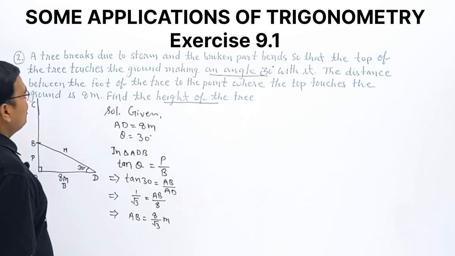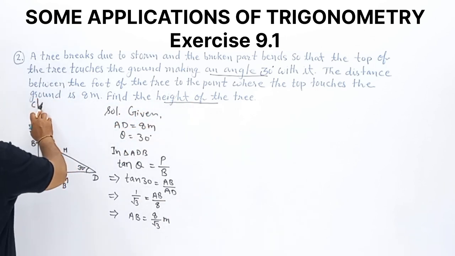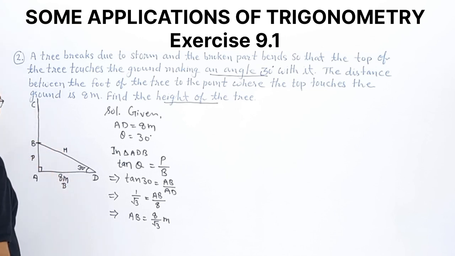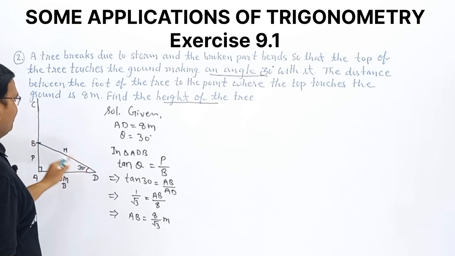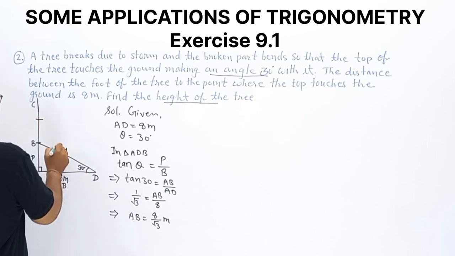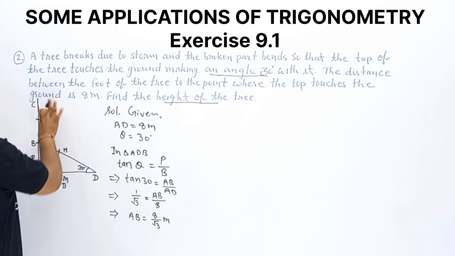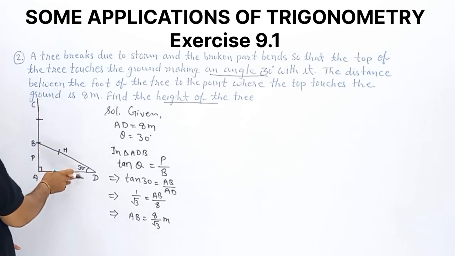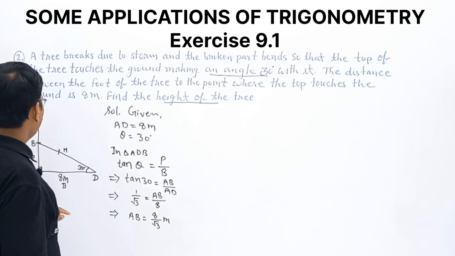Now, what we want is to find the height of the tree. We want the complete height of this tree. So we obtained AB, but we require BC. BC equals BD. This part and this part are equal. Why? Because the tree is bending and making a 30 degree angle with the ground. So this one and this one are equal.